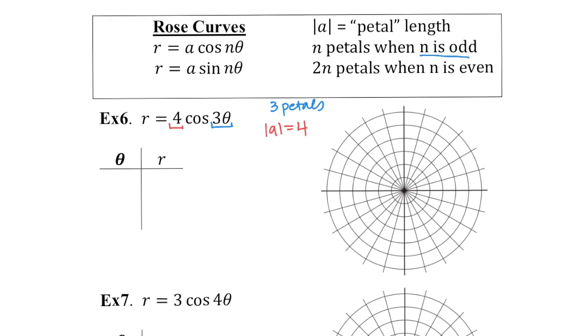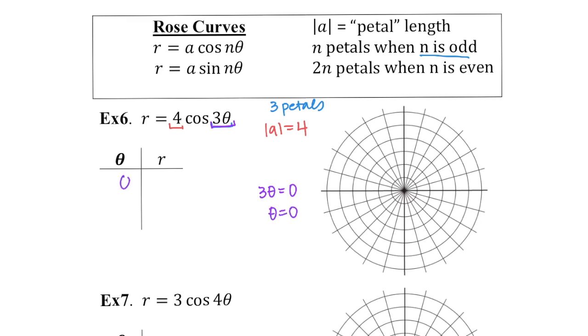Okay, so I'm going to think about cosine. The maximum value for cosine is when cosine is equal to 1. Cosine is equal to 1 at 0, for example, there's other locations as well. So you can do this in your head, but what I'm thinking is I want to maximize the petal. So I'm going to set 3 theta equal to 0. I get theta equals 0.